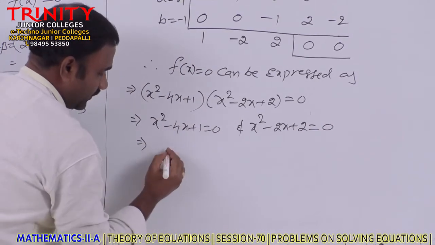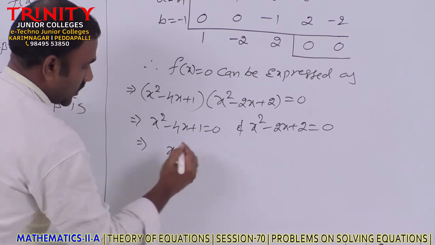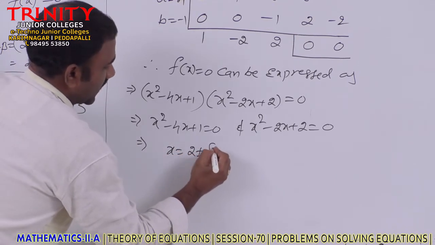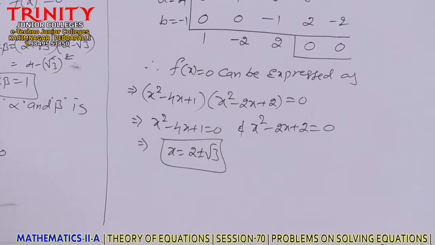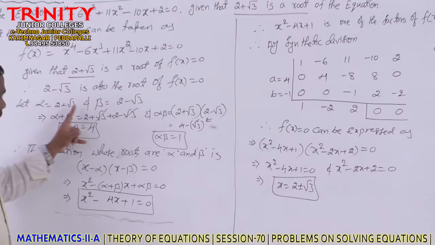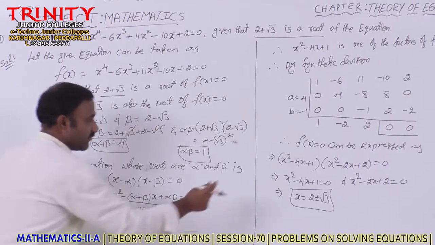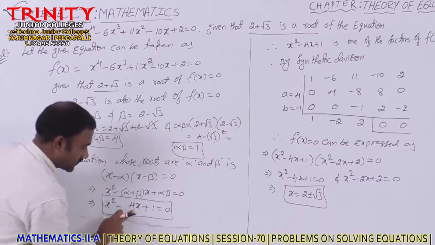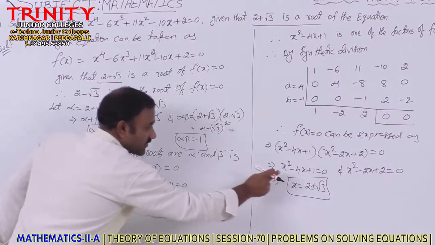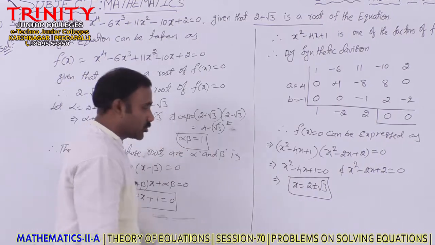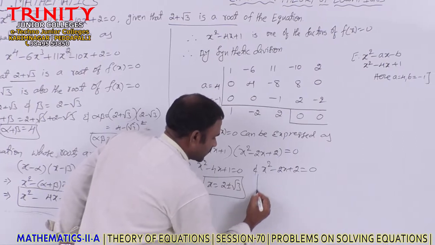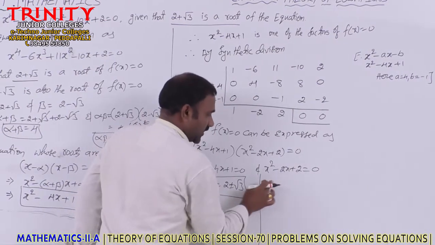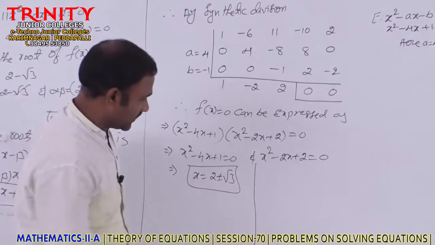Its roots are x equal to 2 plus or minus root 3. Why? Because already, by taking alpha equal to 2 plus root 3 and beta equal to 2 minus root 3, we got the equation x square minus 4x plus 1 equal to 0. Therefore, if we solve this one again, we will get its roots as 2 plus or minus root 3. Okay, no need to solve this one. Now we have to solve this part only. Now we have to find the roots of this quadratic equation.